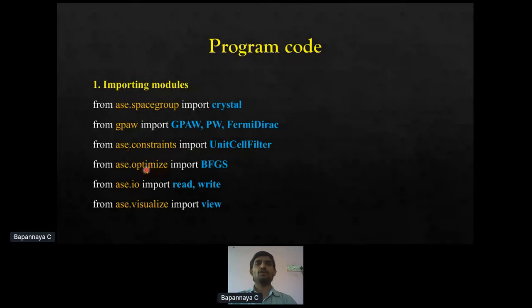And then the local optimization technique, BFGS, was imported from ase.optimize, and then read and write, as we know, to read the files and write the outputs, we have to import them. And then for visualization purposes, we have imported view from ase.visualize.